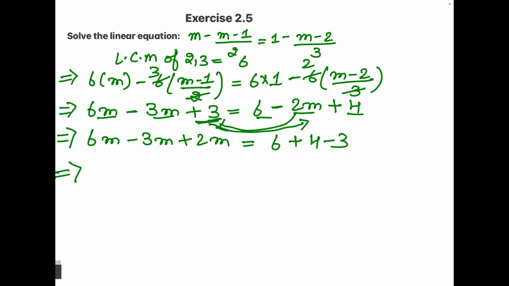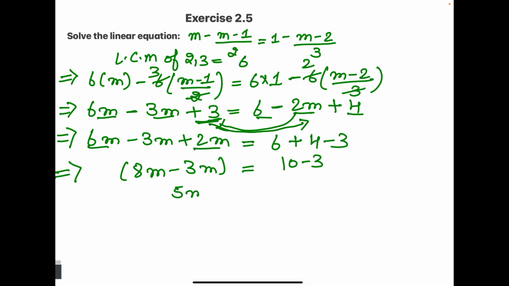Now students, we will solve this. 6m plus 2m is 8m minus 3m is equal to 6 plus 4, 10 minus 3. 8 minus 3 is 5, 5m is equal to 7. Now we will divide both sides by 5. 5 cancelled out and the value of m is 7 over 5.